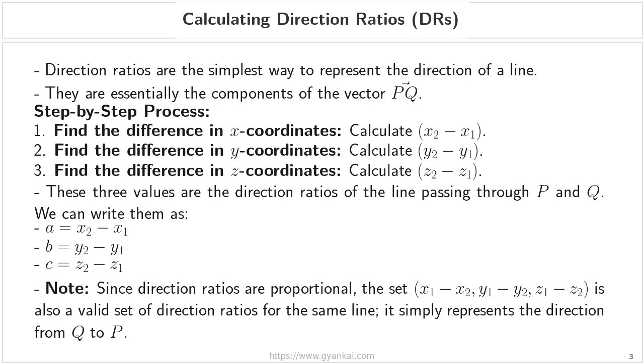Now that we have established that our line is defined by 2 points, P and Q, let's discuss how we can actually represent its direction. Now that we have these ratios, in the next slide, we will learn how to use them to calculate the direction cosines.